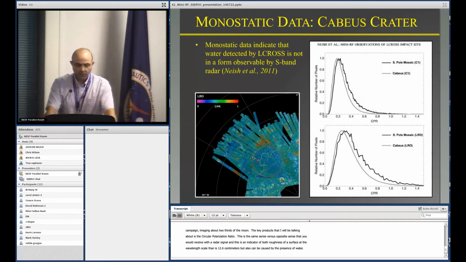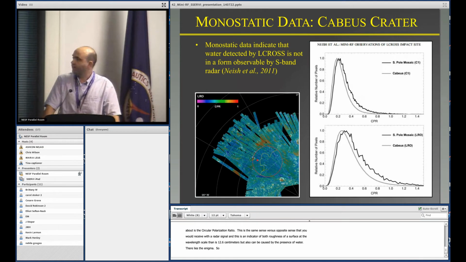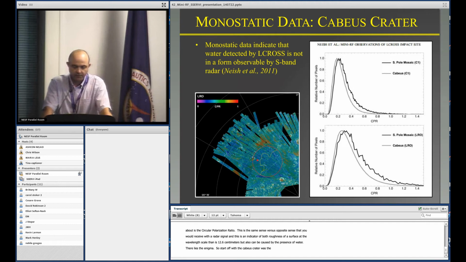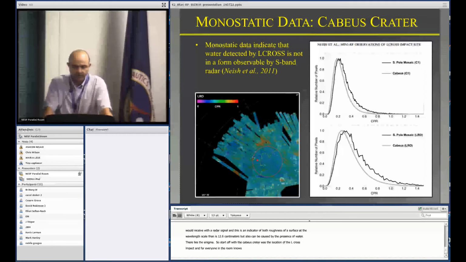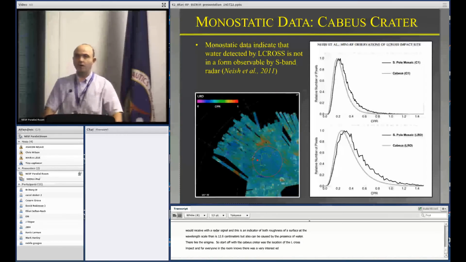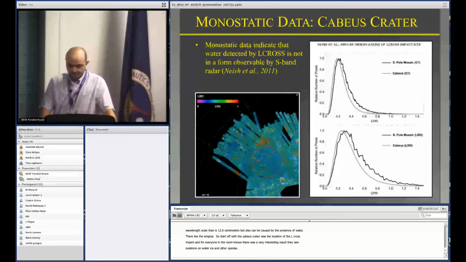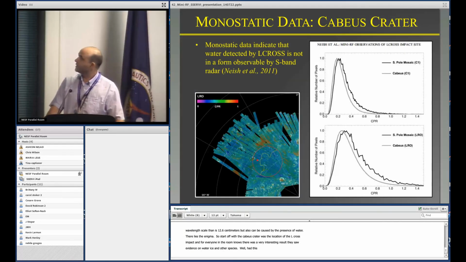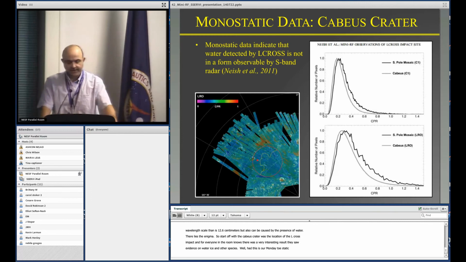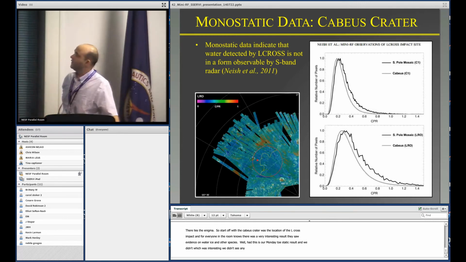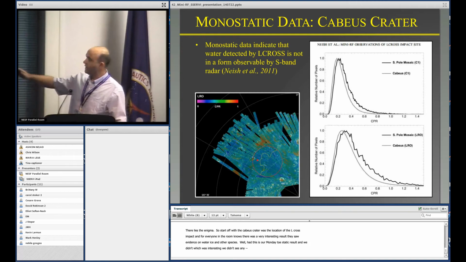So to start off, Cabeus crater was the location of the LCROSS impact, and as I'm sure everyone in the room knows, there was a very interesting result. They saw evidence for water ice amongst other species. Well, this is our monostatic result, and we didn't, which was interesting. We didn't see any.